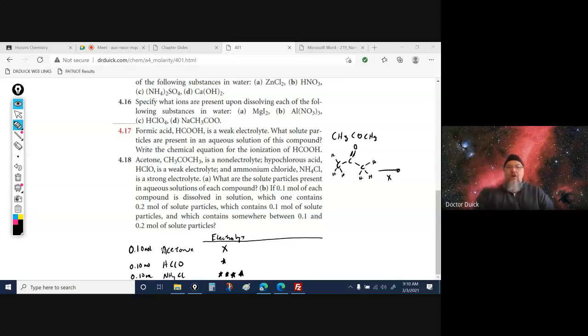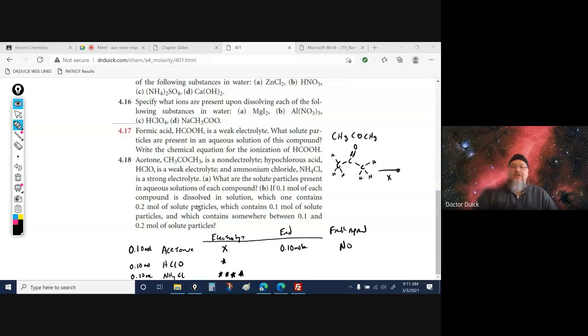So if you have 0.10 molar of this, what will you have in the end? The same thing, 0.10 molar. The reason why is it's not falling apart. It does not fall apart. Does it fall apart? You can think of it this way. Fall apart? No, right? How about this one?